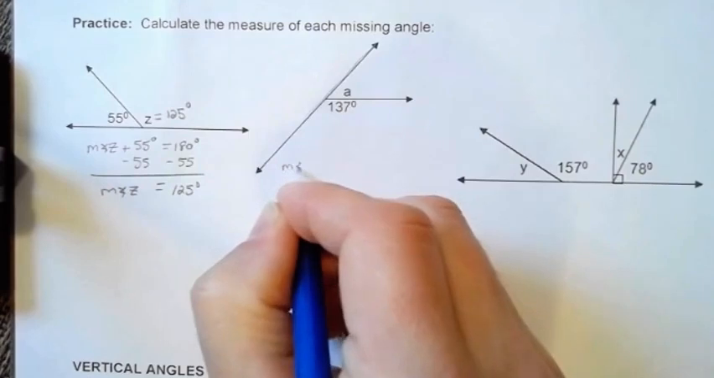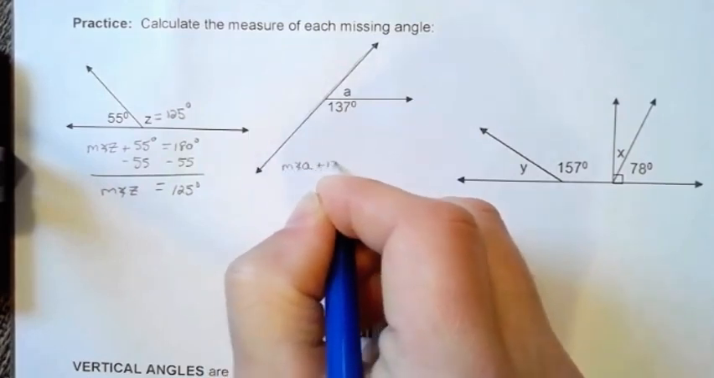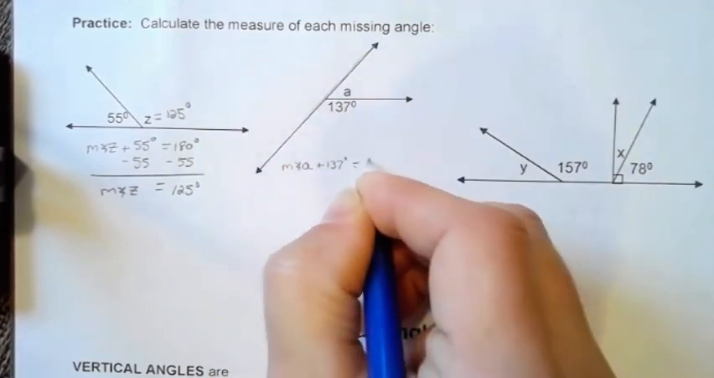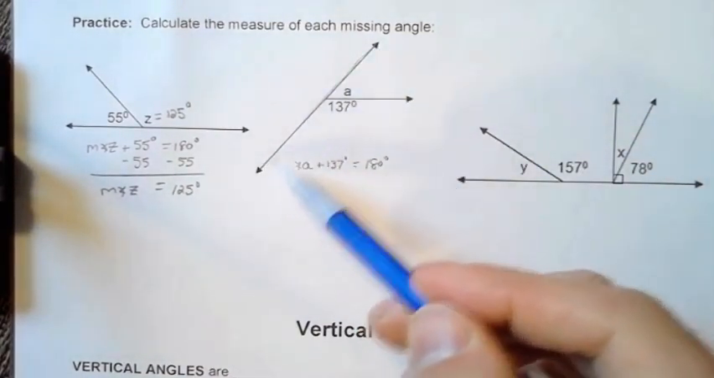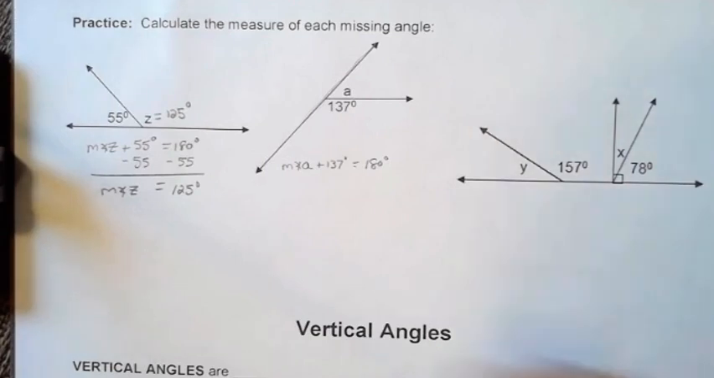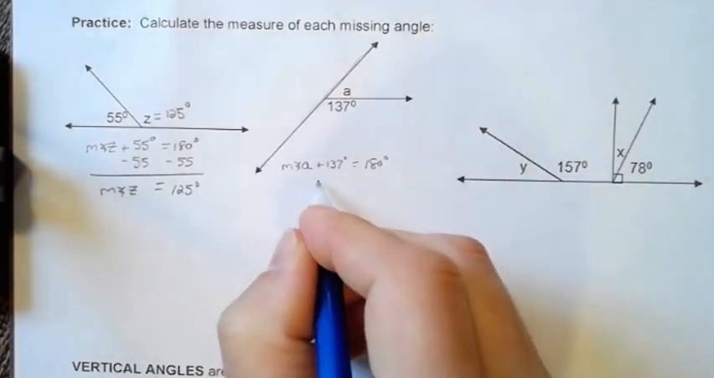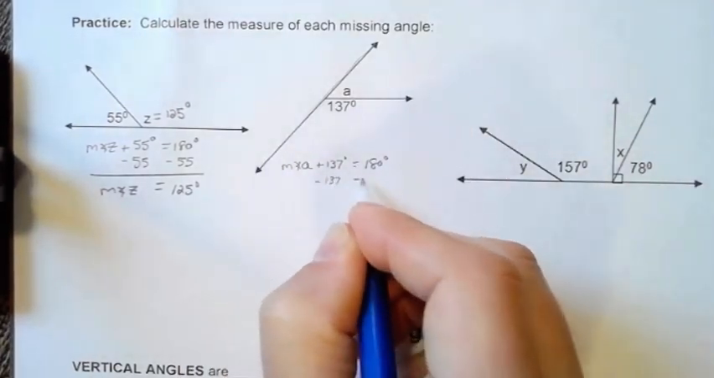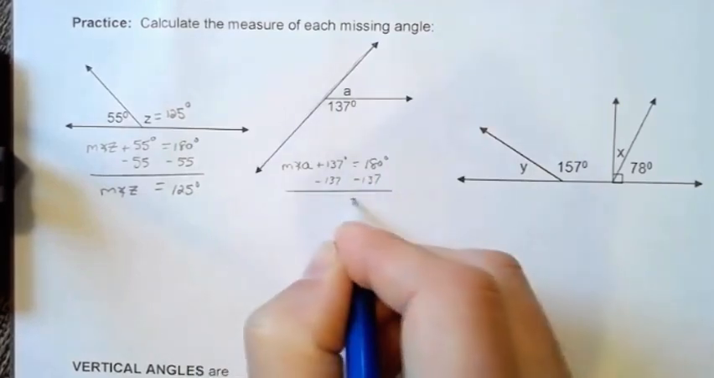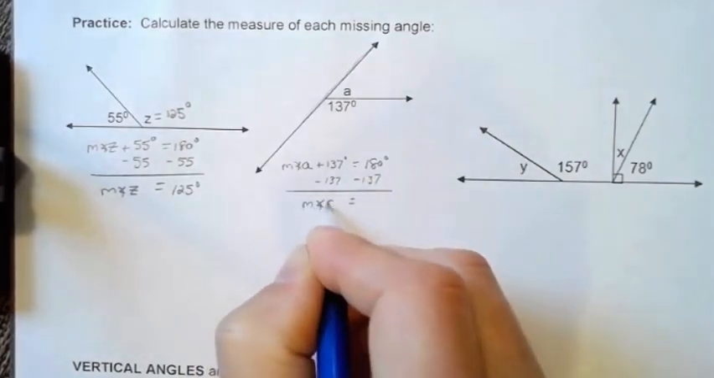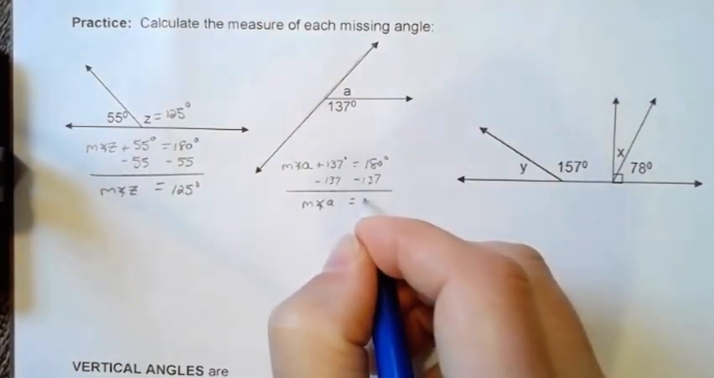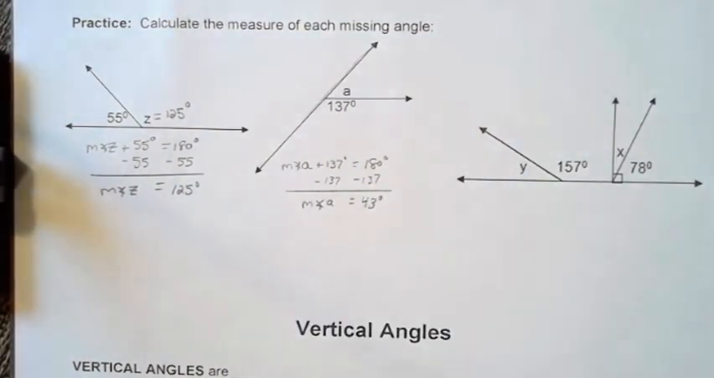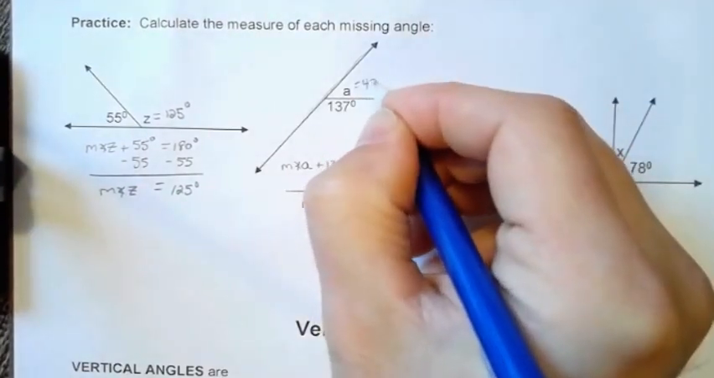So in order to get the measure of angle A, I could add 137 degrees to it, and it will add up to 180 degrees again because all straight angles are 180 degrees. So to get the measure of angle A, all I'm going to do is subtract 137 degrees from each side. And when I do that, that's going to tell me that the measure of angle A is going to have to be 43 degrees when I do the subtraction.